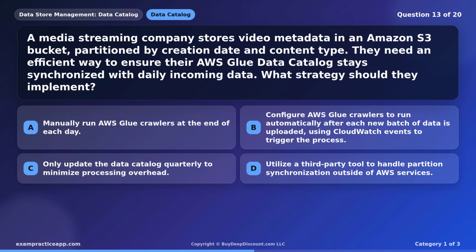The correct answer is option B. Configure AWS Glue crawlers to run automatically after each new batch of data is uploaded, using CloudWatch events to trigger the process. Explanation. The best practice for maintaining synchronization between Amazon S3 and AWS Glue data catalog is to configure AWS Glue crawlers to automatically run when new data is detected. Setting up AWS CloudWatch events to trigger these crawlers ensures that the data catalog is continuously updated with minimal delay, reflecting new partitions as they are added.